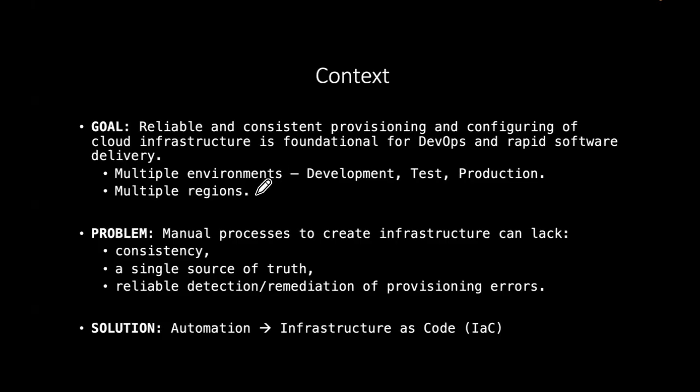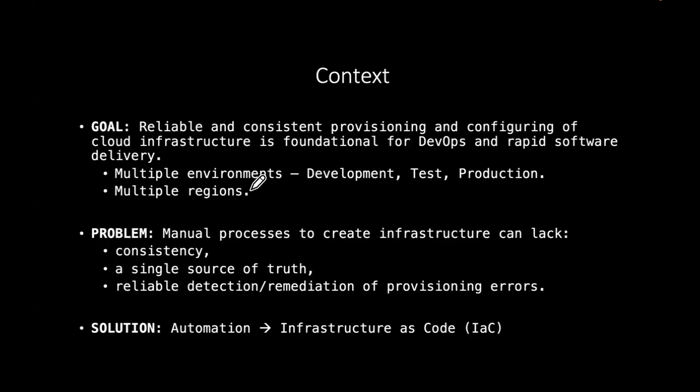Equally, if the application that you're developing is going to be used globally, then you may want to deploy that application into different AWS regions. And so you have to replicate the infrastructure in each of those regions. And you want to make sure that it is the exact same infrastructure in each region that is being provisioned. So they're sensible objectives.